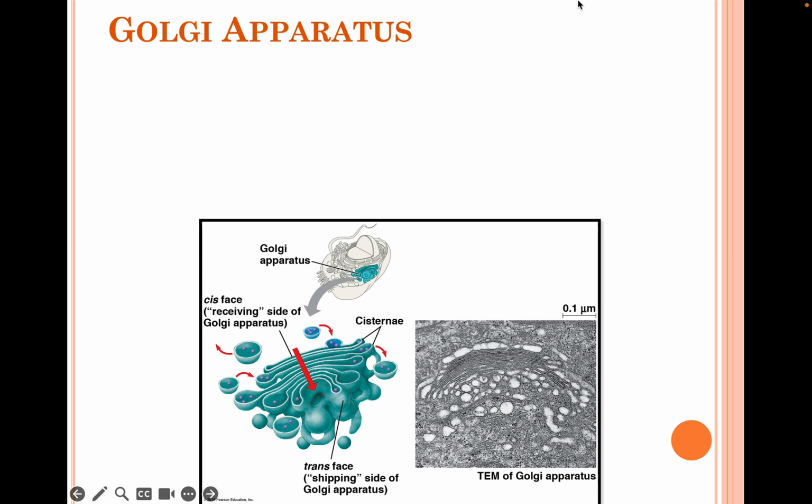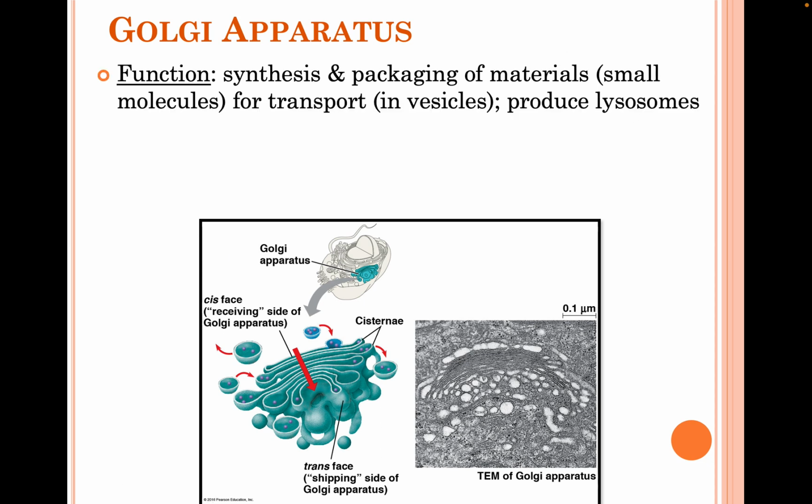All right, the Golgi apparatus. The function of this is to synthesize, or to make, and package materials, small molecules, for transport in vesicles. Those are those bubbles of membrane. And the Golgi also produces lysosomes.